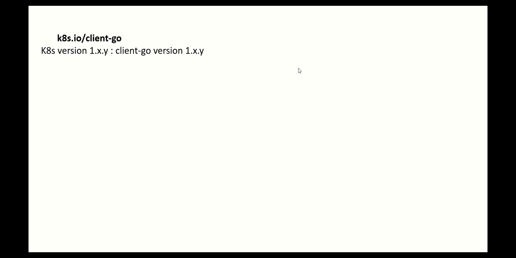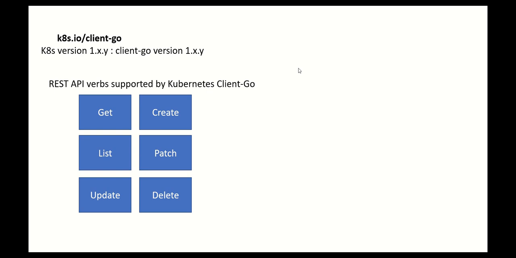Now let's talk about the bunch of REST APIs supported by client Go. The client Go library basically comprises REST API verbs to perform CRUD operations, meaning create, retrieve, update, and delete operations like get, create, list, patch, and update, followed by delete, which is implemented using the HTTP interface over the API server. Further, watch is a special type of REST API verb which is used to watch the behavior of the resources on the Kubernetes cluster, which we will discuss in later stages.